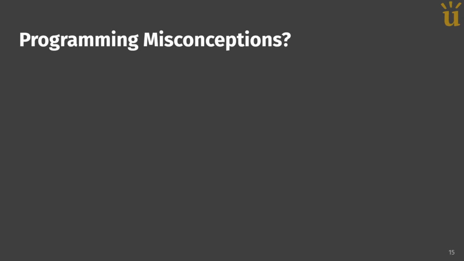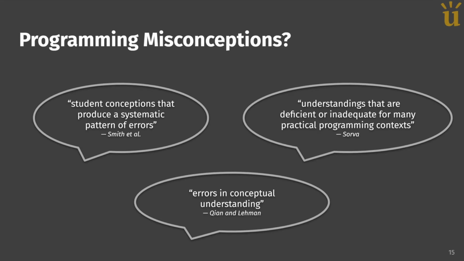Now, if we go back from the general ideas of knowledge back to the programming misconceptions, of course, there are works on this, but the problem is that we don't really have a neat and clear definition for what a programming misconception is. I'm here showing 3 of the main definitions that can be found in the literature, and let's read them together. The first one is student conceptions that produce systematic patterns of errors. The second one by Sorva is misconceptions are understandings that are deficient or inadequate for many practical programming contexts. And the last one from the review that I showed you earlier is misconceptions are errors in conceptual understanding.